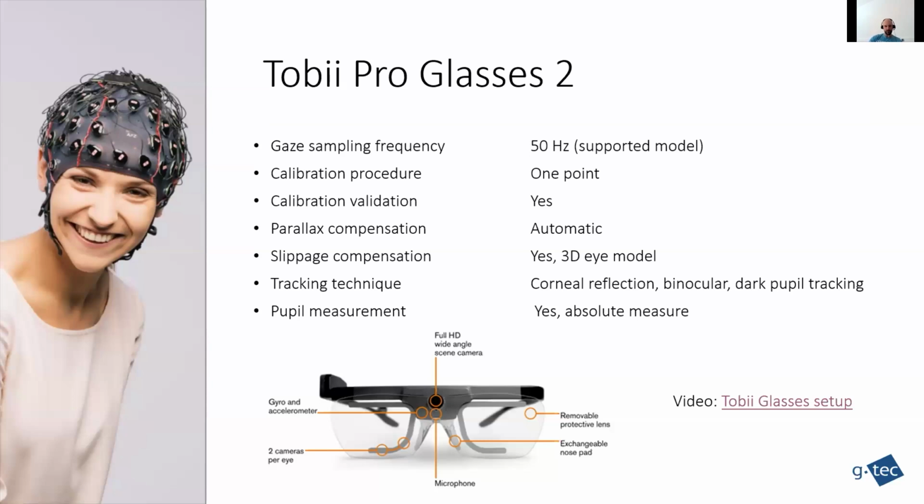As I've said before, we have the scene camera in front and the illumination there, and also the tracking devices there. And I want to show you a short video about how to set up the Tobii Pro Glasses.